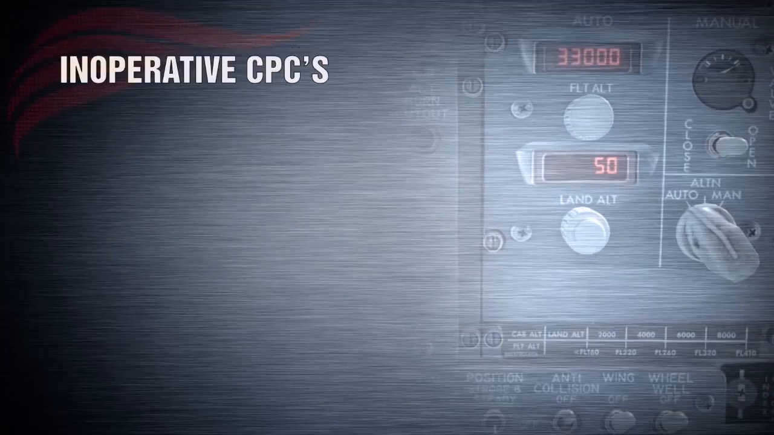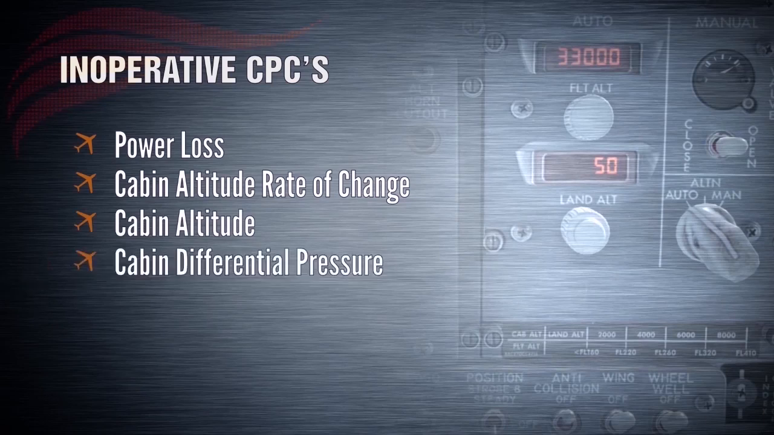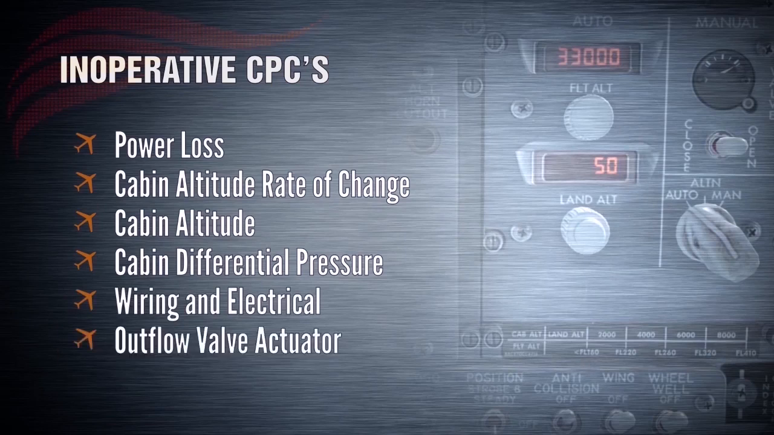Many unwanted conditions may cause one or both CPCs to become inoperative, thus triggering an amber auto-fail light in the cabin pressurization panel. These conditions are power loss, cabin altitude rate of change that is too high, greater than 2,000 feet per minute, cabin altitude is too high, greater than 15,800 feet, cabin differential pressure is too high, greater than 8.75 psi, wiring and electrical failures, outflow valve actuator failures, either CPC having a failure.